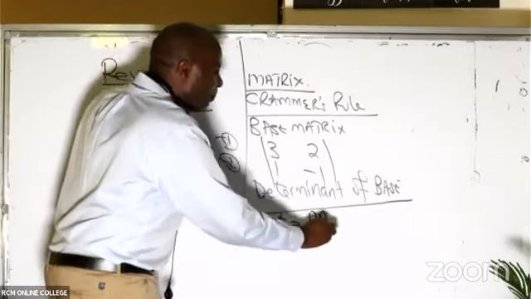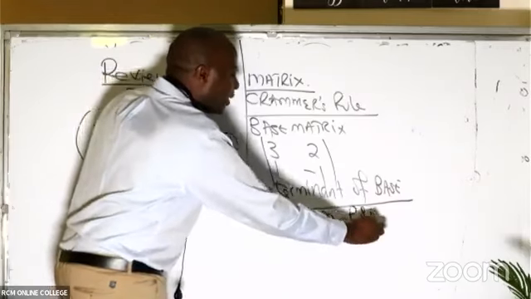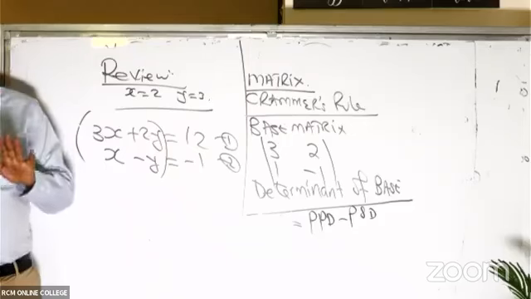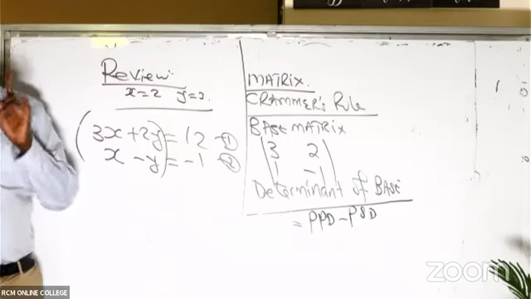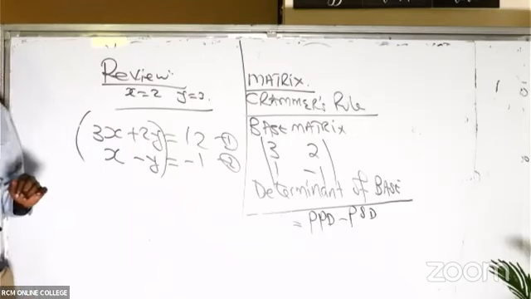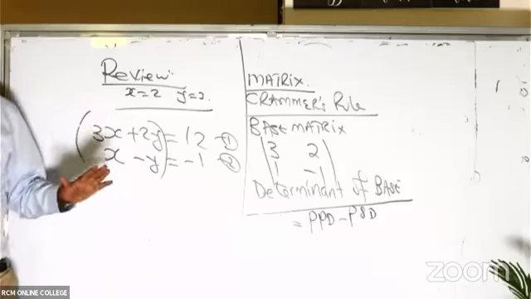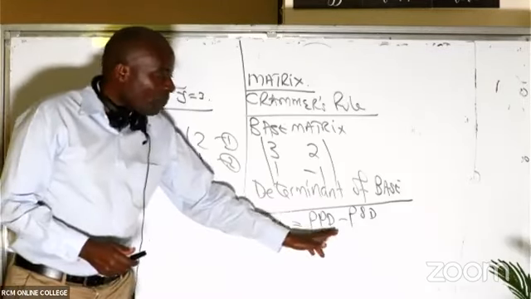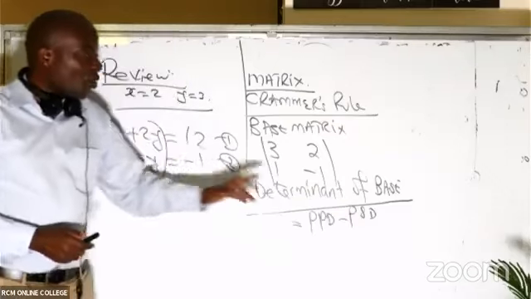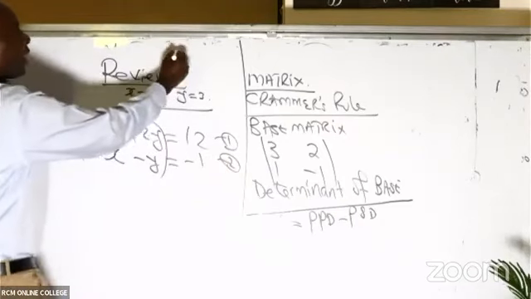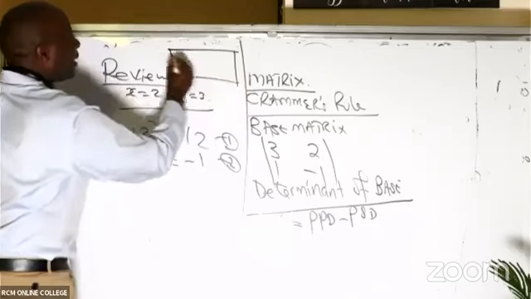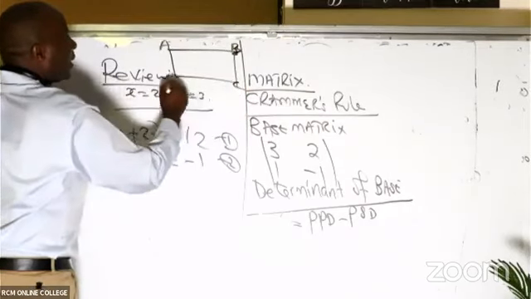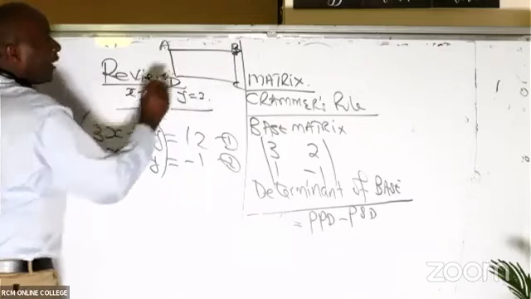Determinant is PPD minus PSD. Already I can see Sammy Bogo from Nanyuki High School has gotten the determinant there. So determinant is PPD minus PSD. This is the product of the primary diagonal minus the product of the secondary diagonal. You see, if you have a rectangle like this, if this is AB, CD, you can't tell me that AB is a diagonal.